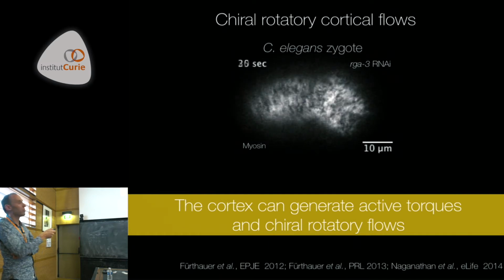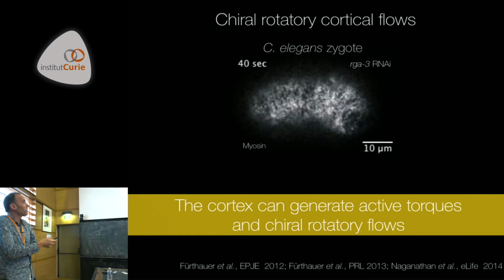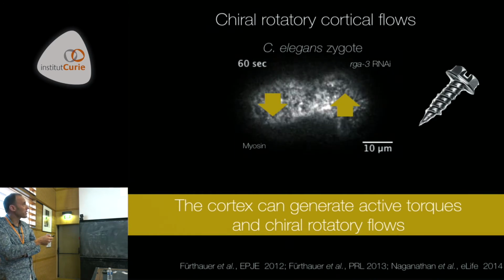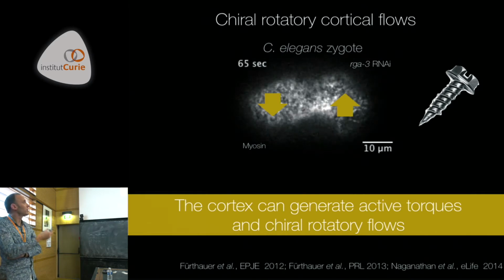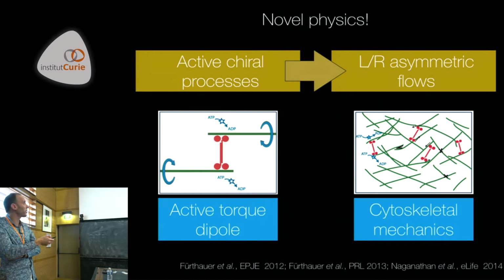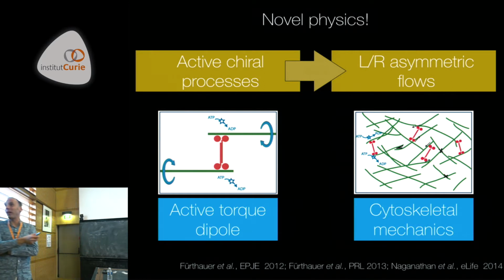We can take the myosin concentration field and predict this chiral component to the flow field and so forth. I'm going to skip over that. So the idea is that this is the chiral activity that drives left-right symmetry breaking. And again, this points to new physics in the sense that we have to think about not just force balance, but also torque balance in a fluid.